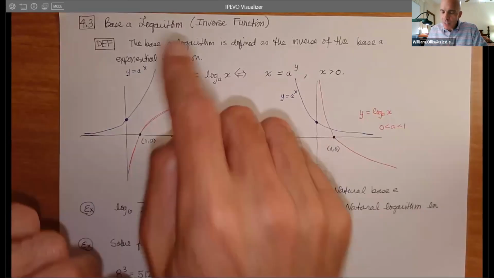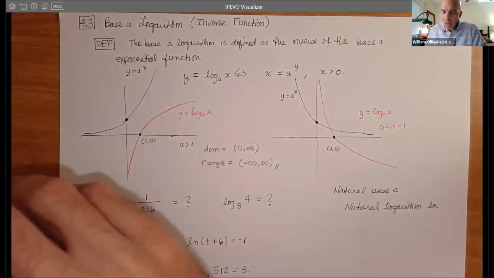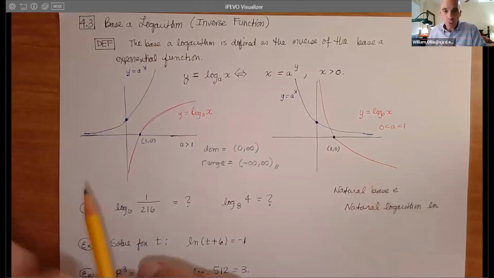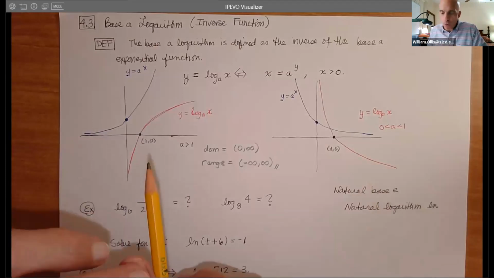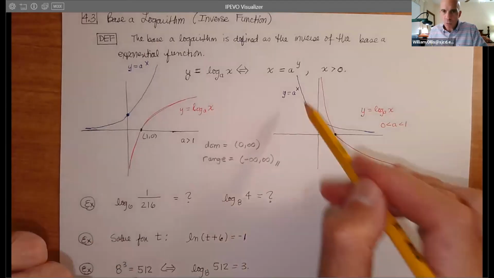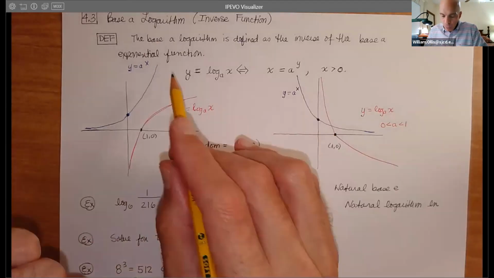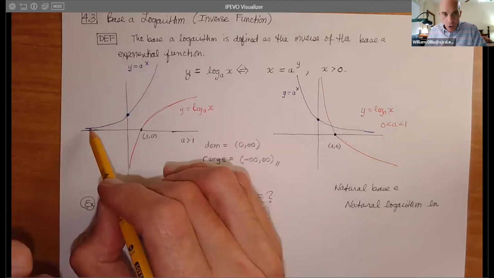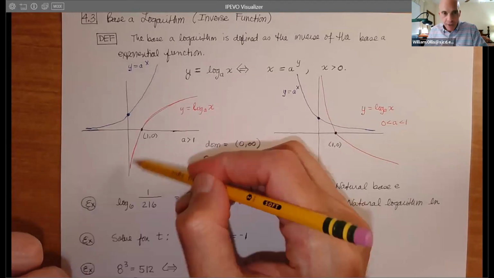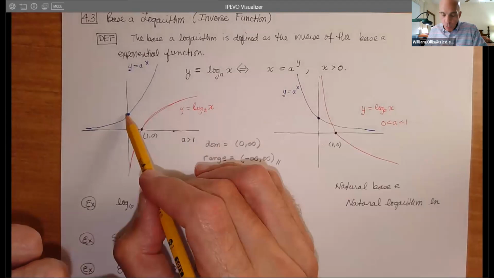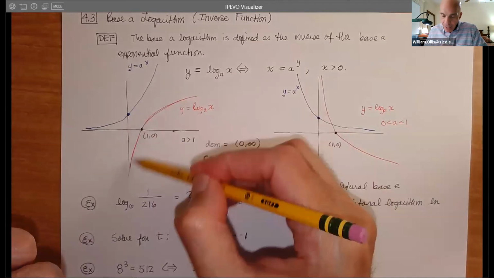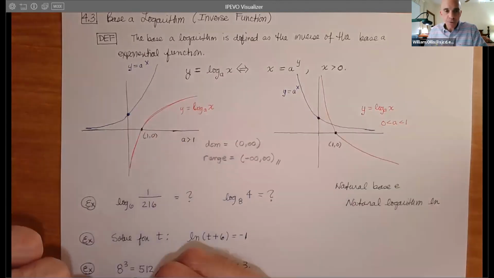And we're going to call it the base a logarithm. The base a logarithm is defined as the inverse of the base a exponential function. So just like we had before, the only new thing I've done here, and you don't have to draw in the blue function if you don't want, I just added it. We now see that the horizontal asymptote for the a to the x will now become the vertical asymptote for the inverse function. And the point (0, 1) becomes (1, 0).